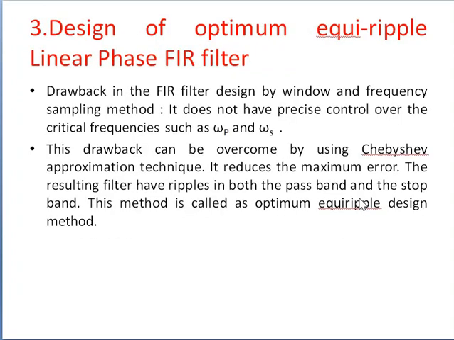Now coming to the third method, design of optimum equiripple linear phase FIR filter. Basically the drawback in the FIR filters designed by using the window and frequency sampling methods is that they do not have precise control over the critical frequencies such as the passband frequency and stopband frequency. To overcome that drawback, here we use the Chebyshev approximation technique. By using this technique, you can get ripples in both passband and stopband. This method is called the optimum equiripple method.